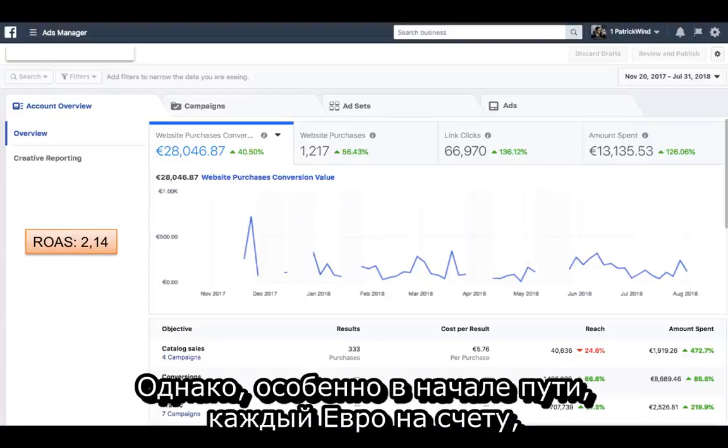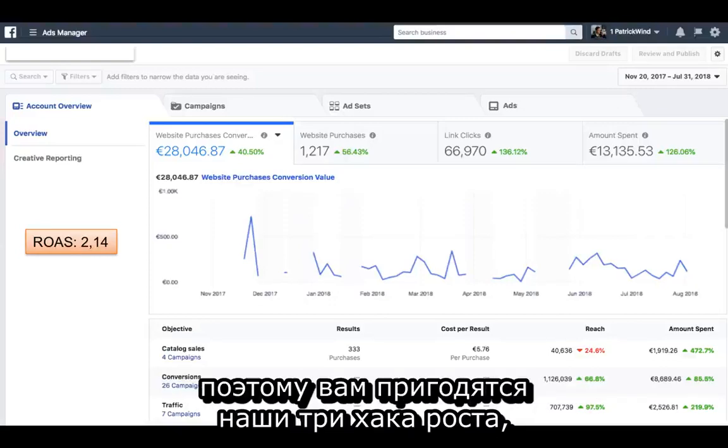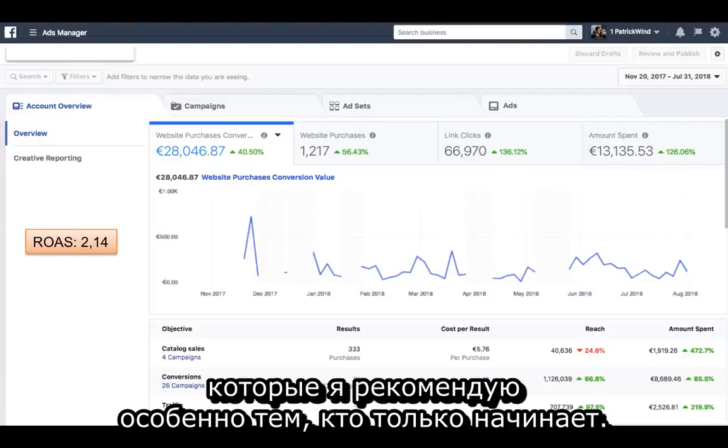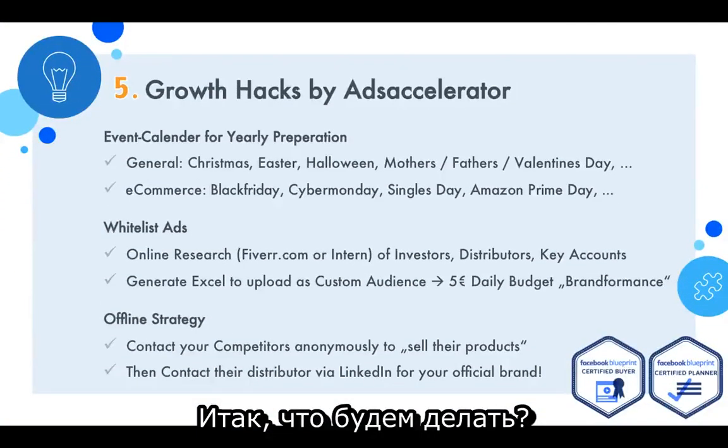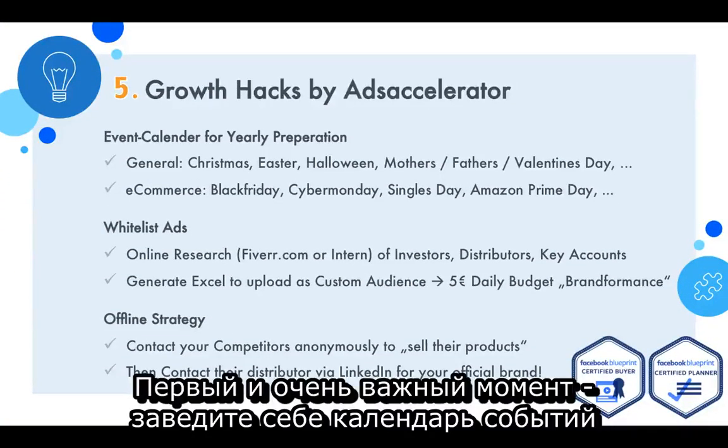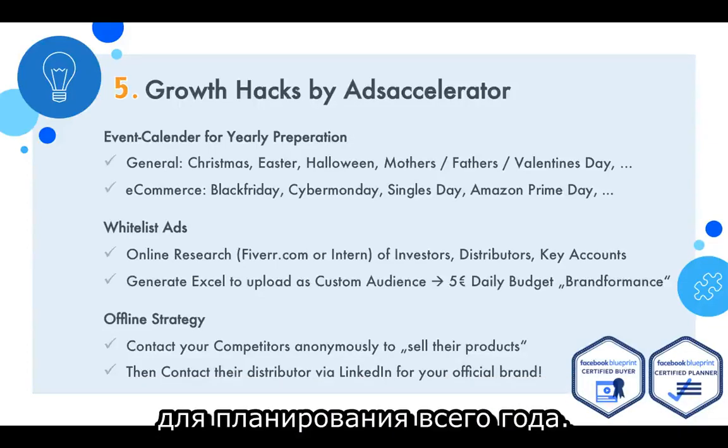But especially in the beginning, every single euro or dollar counts. And therefore, I would like to share with you 3 growth hacks that I recommend, especially in the beginning, and that helped us to achieve, for example, these numbers. So what did we do? The first and very important thing is have an event calendar for your yearly preparation.